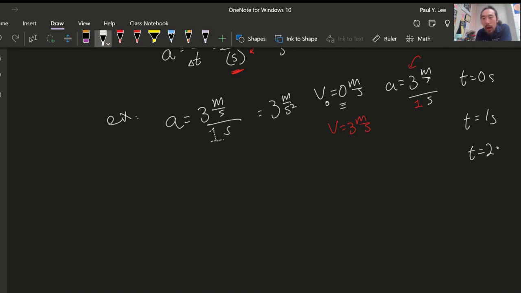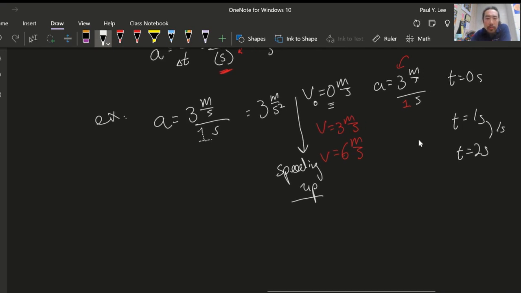All right, so after 2 seconds have passed, that means that from here to here, a total of 1 second has passed. So for every 1 second that passes, our velocity is adjusted by 3 meters per second. So our velocity now becomes 6 meters per second. And so here, what we're seeing is that the object is speeding up.